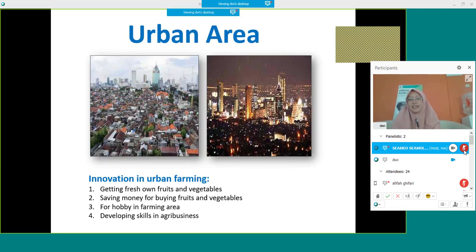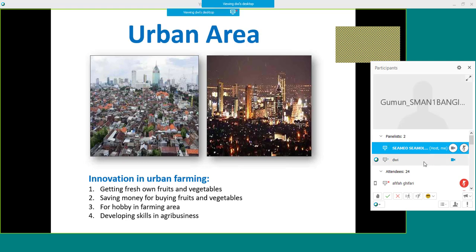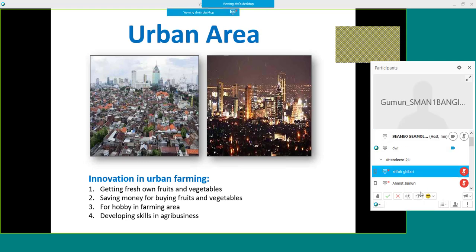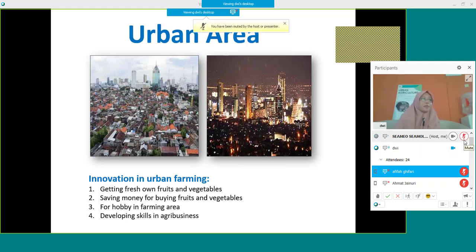In the current condition, especially in the urban area, there are so many limited spaces for conducting urban farming. So it drives people to provide new innovation in urban farming. This is very important to help people.